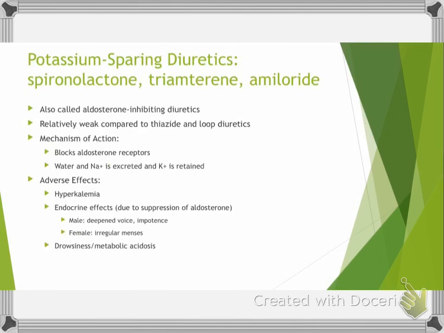So potassium-sparing diuretics. So remember that aldosterone tells the kidneys to keep water, keep sodium, and excrete potassium. Okay? So these are called aldosterone inhibiting diuretics because they inhibit aldosterone. Okay? It's relatively weak compared to the thiazide and the loop diuretics, which we already talked about. So it blocks the aldosterone receptors. So water and sodium is excreted then, and potassium is retained.